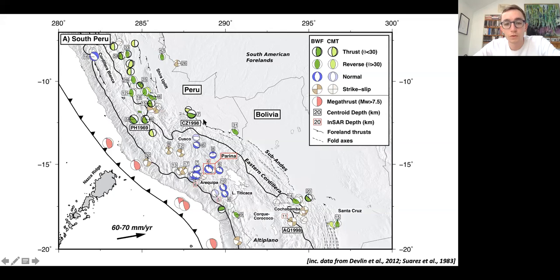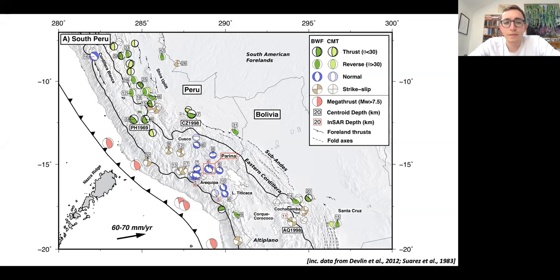So if we move along strike, we can see that the slip vectors rotate. Here we've got north-northeast, south-southwest shortening. Here it's roughly northeast-southwest. Here it's roughly northeast-southwest. And over here, down south of Santa Cruz, it's roughly east-west.